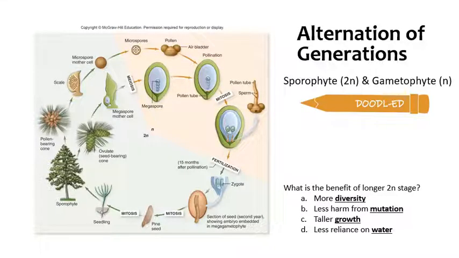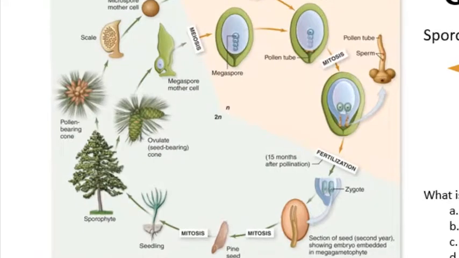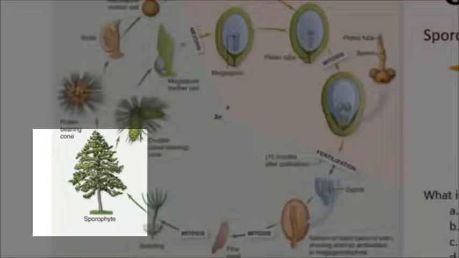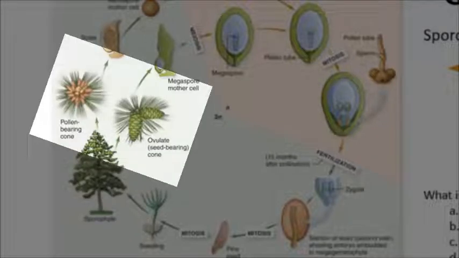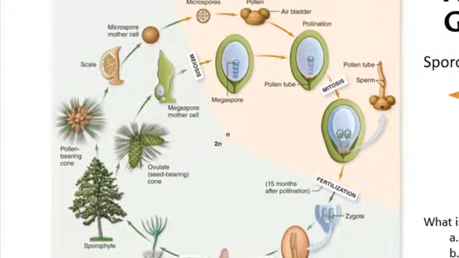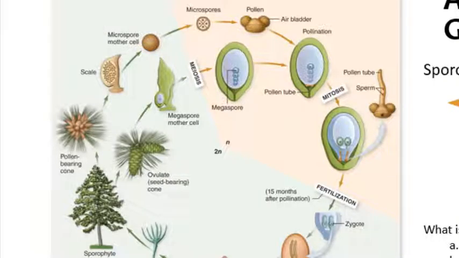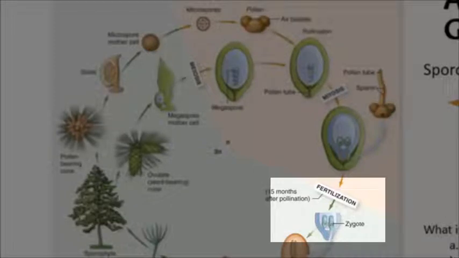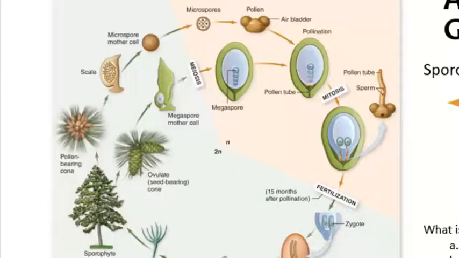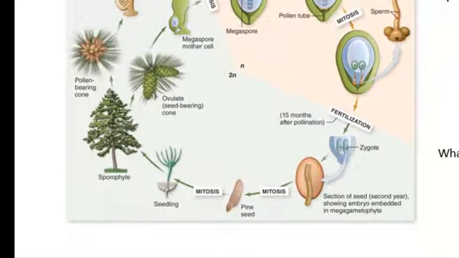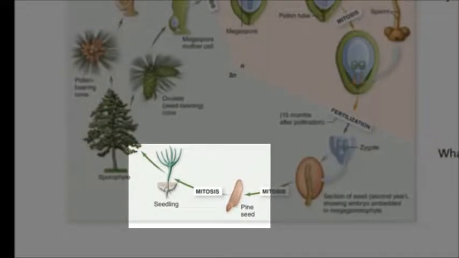If we review with this image, here's our sporophyte. It produces these male and female cones. Inside each of those cones is the gametophyte stage. It produces the sperm and the egg, and then fertilization will happen. You have a little zygote inside of a seed. That seed then grows into a sporophyte stage.